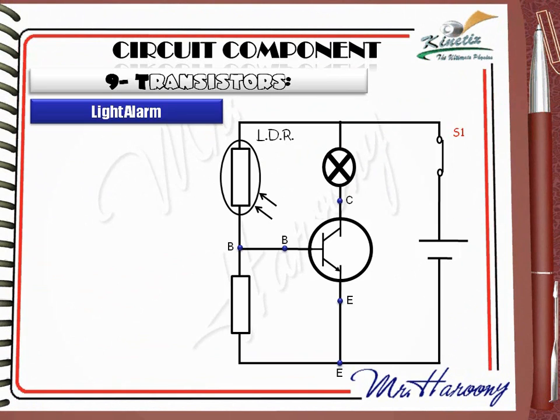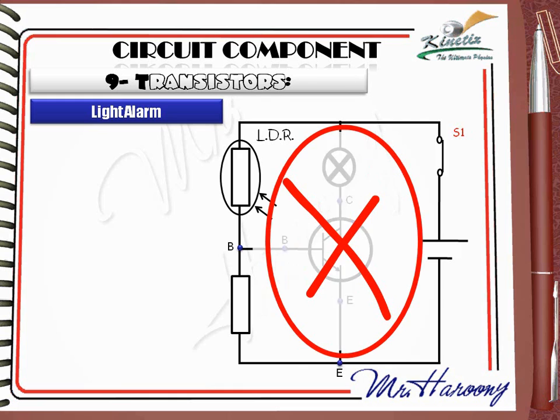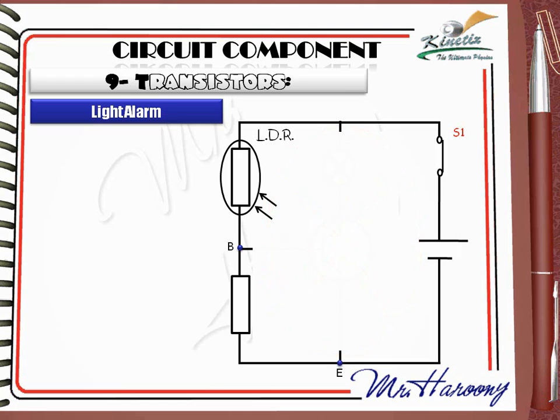One last example is the light alarm. The same way the transistor is normally off, so ignore these parts of the circuit. If light intensity increases, the resistance of the LDR will decrease, so its share of the voltage will decrease.